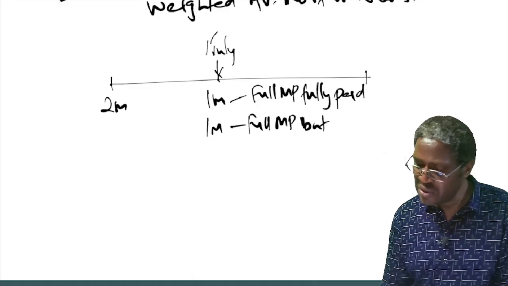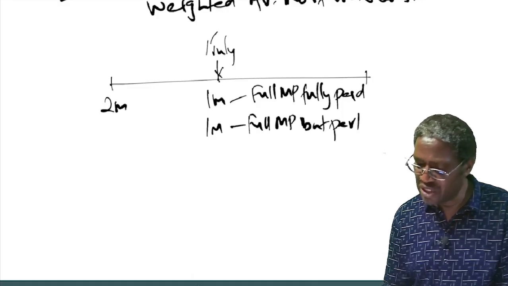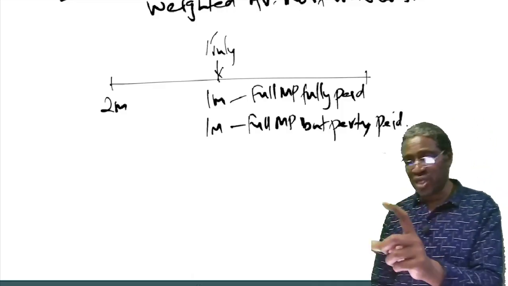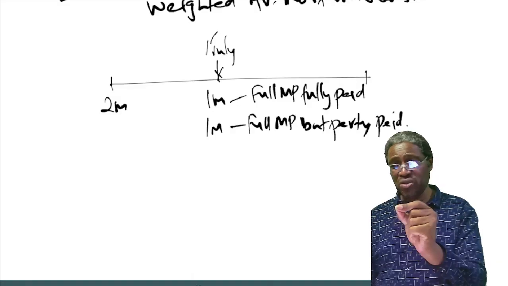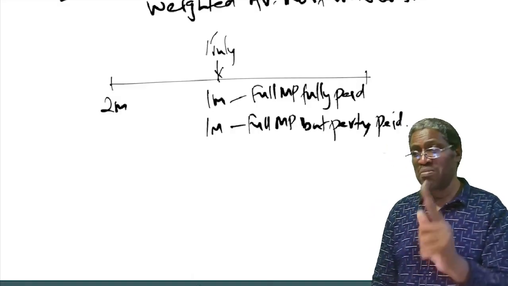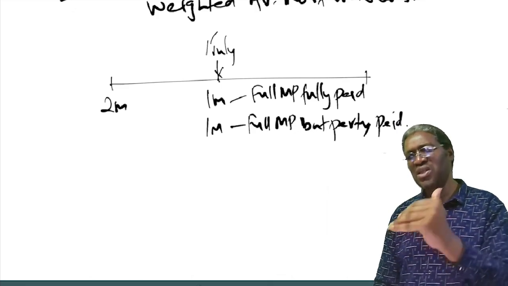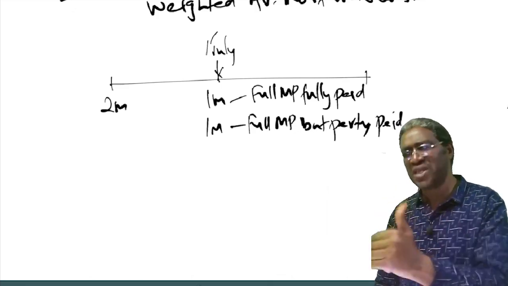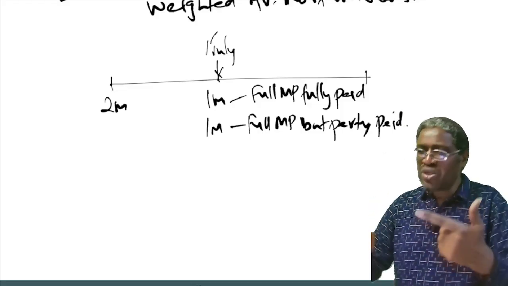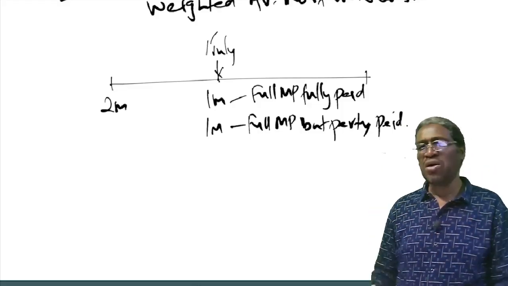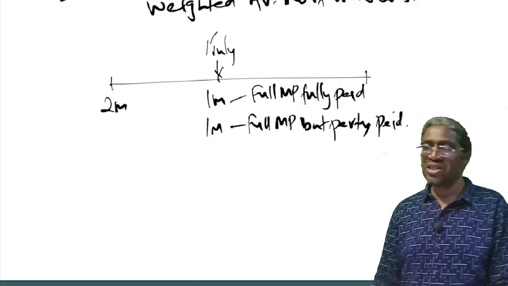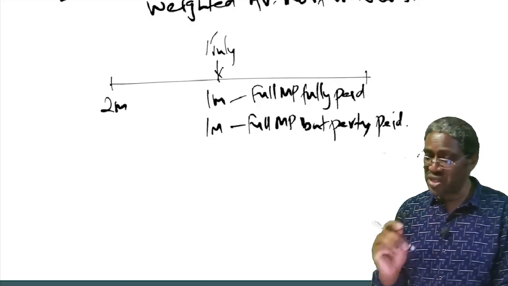but partly paid. Let me explain. For example, your company issued 1 million shares at a market price of 20, but come the end of the year, the shareholders have only paid us 15 shillings out of the 20. How do you compute the weighted average number of shares for purpose of earnings per share? Good. That's another item we shall discuss.